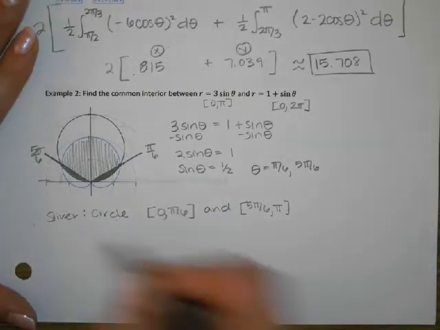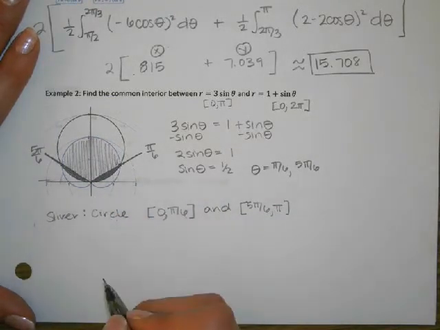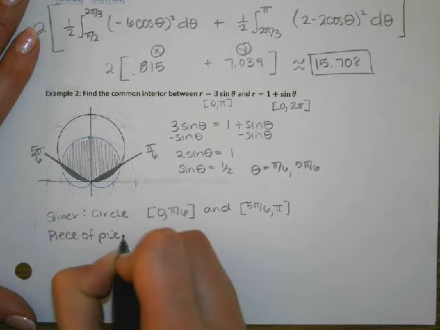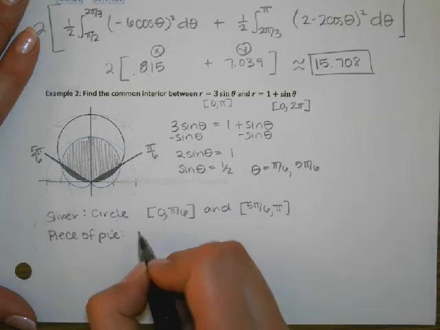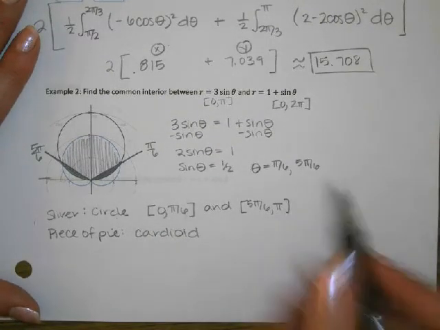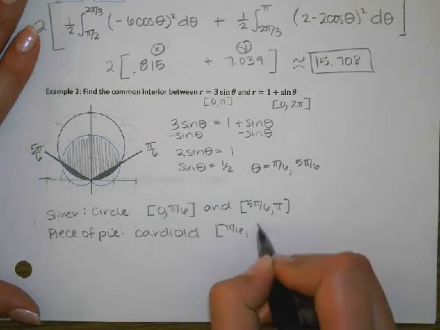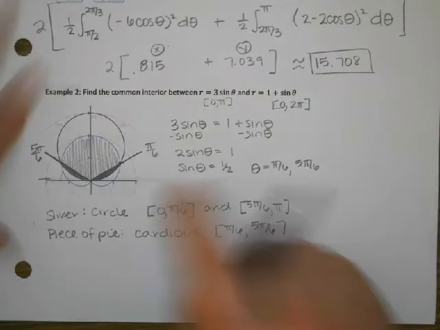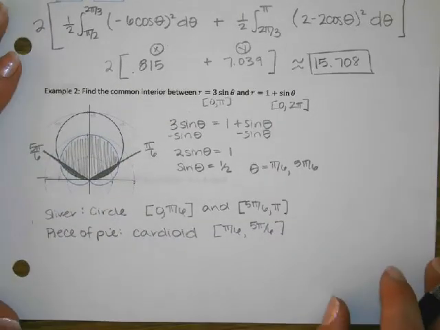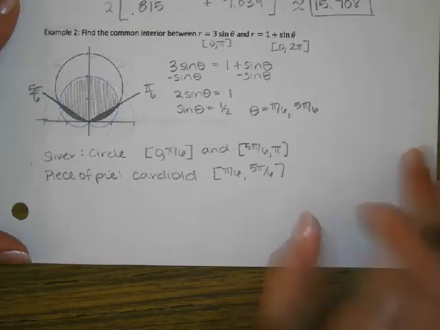And then, I don't know what to call that. A good sized piece of pie? Sure. Not small. And that's coming from the cardioid. And what's the interval on that piece? Pi/6 to 5 pi/6. So we do from here to here, pi/6 to 5 pi/6. Are we doing that inside shaded part? Yep. And that's part of the cardioid.